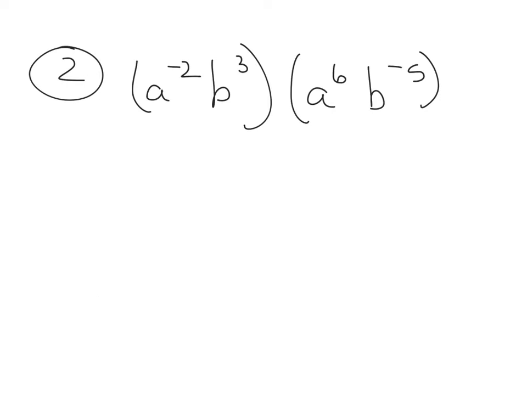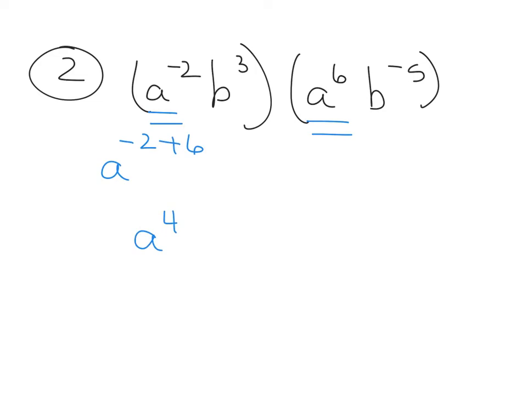All right, so here's problem number 2. I have a to the negative second b cubed times a to the 6th b to the negative 5th. What you have to understand is we're taking all the multiplication and division rules that we've learned and we're going to apply them now with exponent rules. If that would have been a to the second and a to the 6th, we would have just added the exponents. Well, same thing's true for negative exponents. So if I take a to the negative second and a to the 6th and I add the exponents, I get a to the 4th.